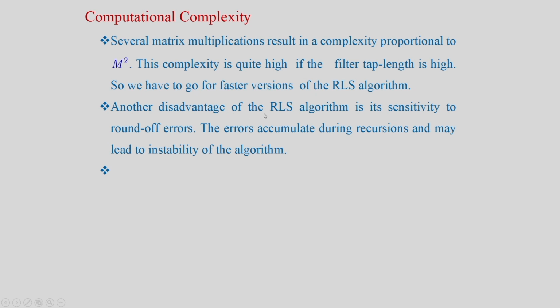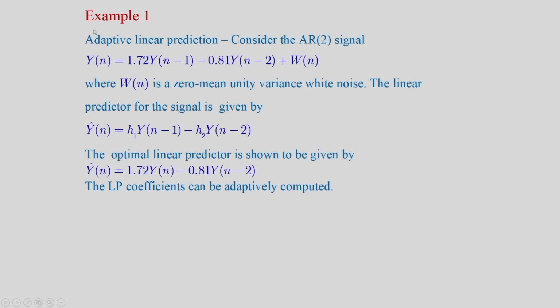Another disadvantage of the RLS algorithm is its sensitivity to round-off errors. Because of the recursive nature of estimation, the errors accumulate during recursions and may lead to instability of the algorithm. So, this is one drawback, and another drawback is the computational complexity. Thus, we have seen that the RLS adaptive filter has better convergence characteristics compared to LMS filters, but it has higher computational complexity.